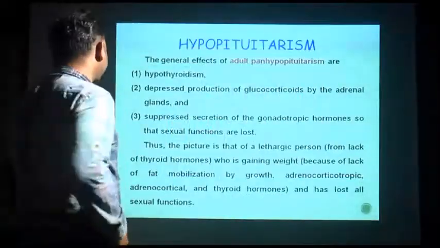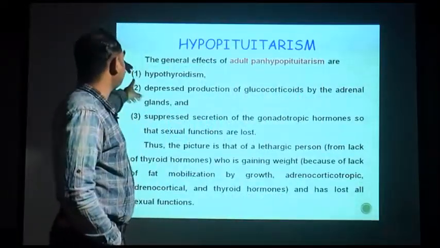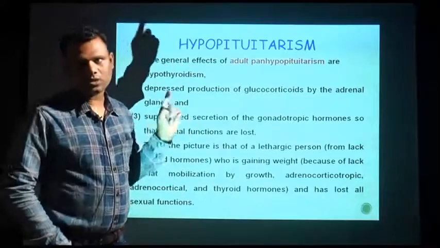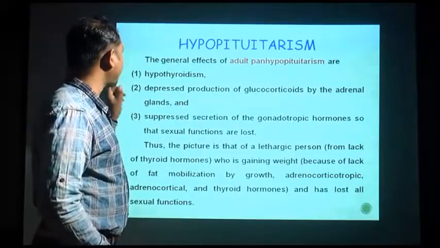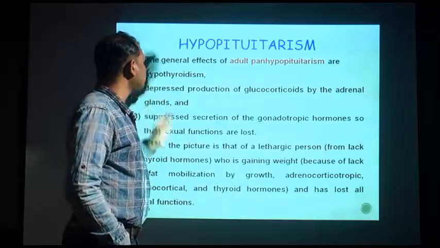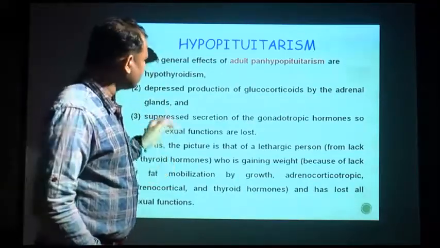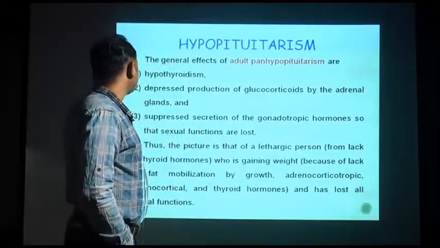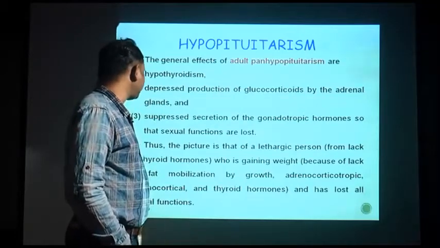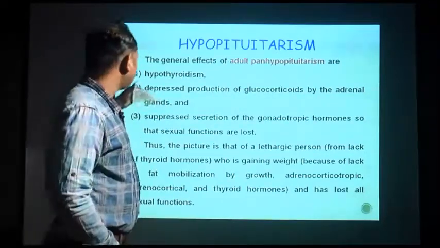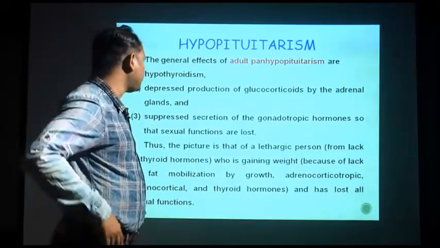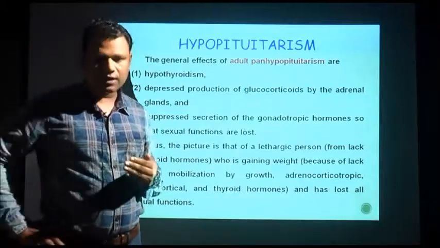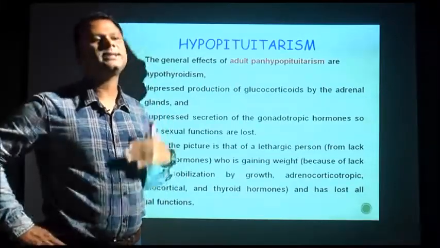Next, hypopituitarism involves, number one, hypothyroidism, because the thyroid is under the control of pituitary secretion, so it can lead to hypothyroidism. Depressed production of the glucocorticoids, as the adrenal gland is under the control of the pituitary gland's adrenocorticotropic hormone. So glucocorticoids are secreted less, and there is suppressed secretion of the gonadotropic hormones, which are very important for your secondary sexual characters or sex development.